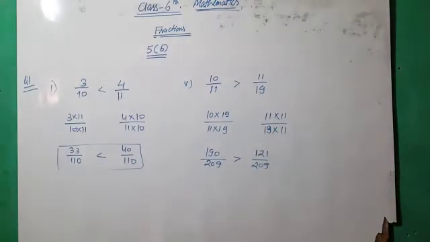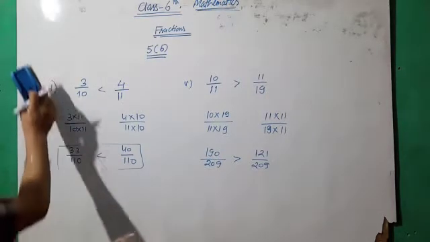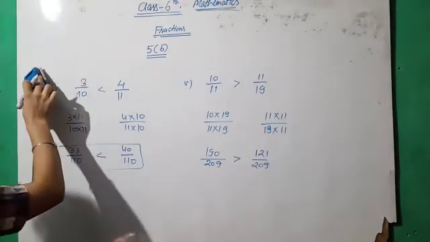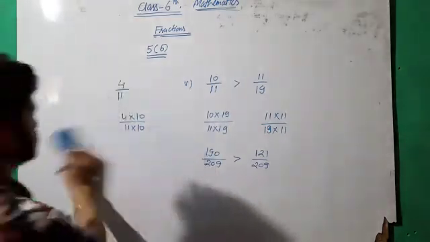Now question number two asks for ascending order, and the third question asks for descending order. In each question we have to just take the LCM. Okay, question number two.